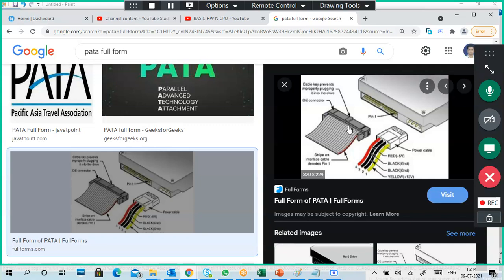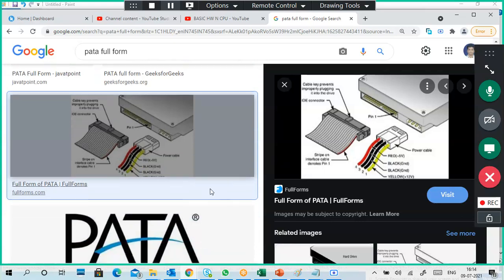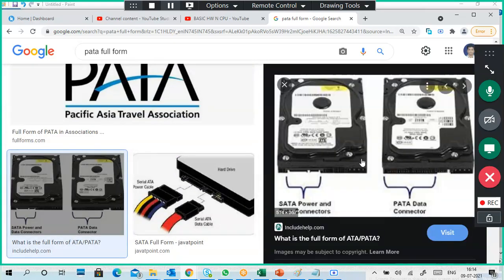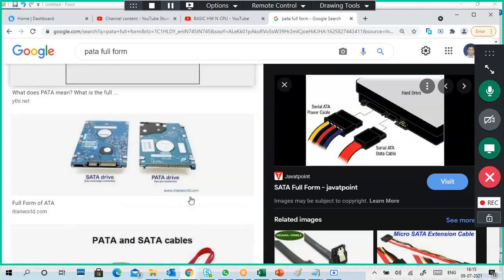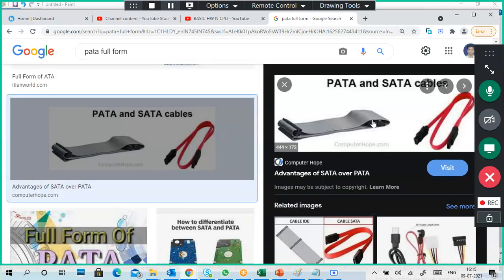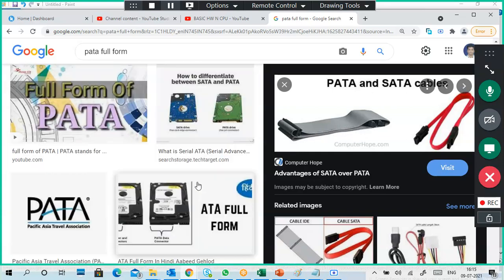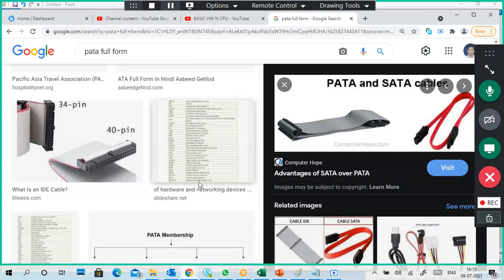This is a data connection. The big one is the data connection. It is inserted into the motherboard on the other side. This is the PATA connector. This is the SATA connector, the connection type. These are the cables. You can see the PATA cable and this is the SATA cable. The red one is the SATA cable. The gray one is the PATA cable, Parallel Advanced Technology Attachment.